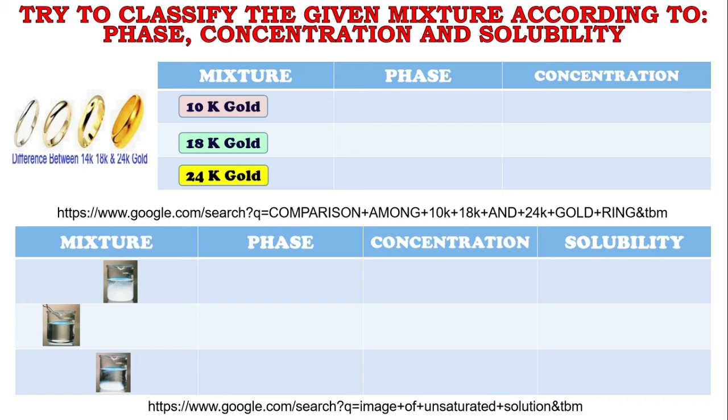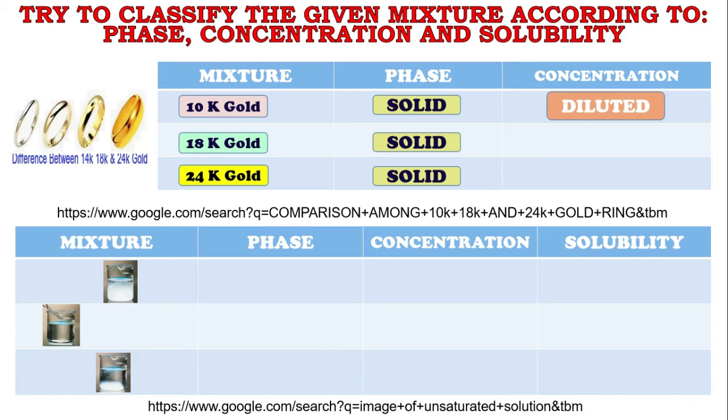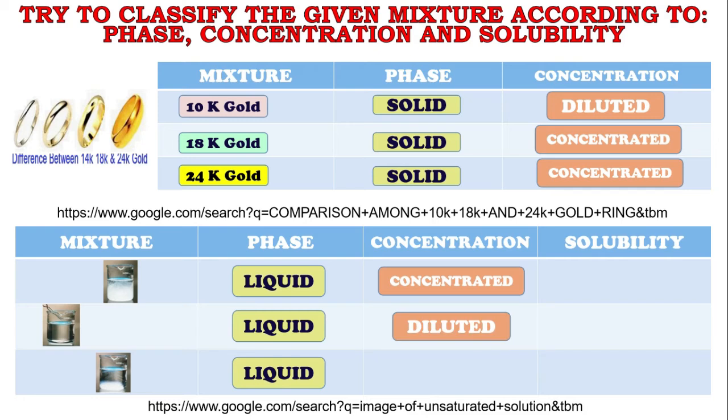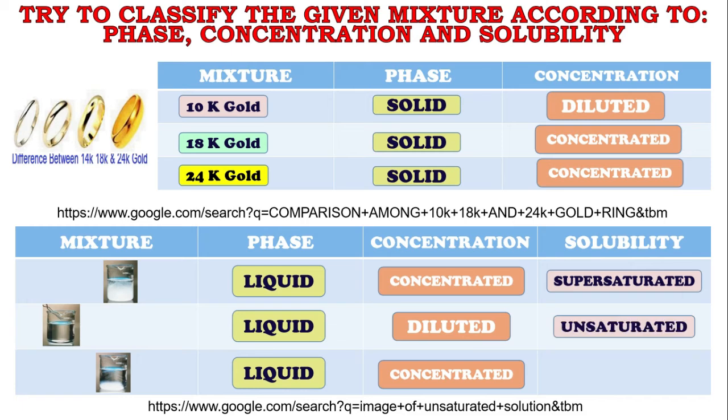Let us try to classify the given mixture according to phase, concentration, and solubility. 10K gold jewelry is diluted. 18K gold and 24K gold jewelries are concentrated compared to 10K gold jewelry. And the second example: supersaturated and saturated solutions are concentrated, and the unsaturated solution, wherein there is no residue at the bottom of the container, is considered as diluted.